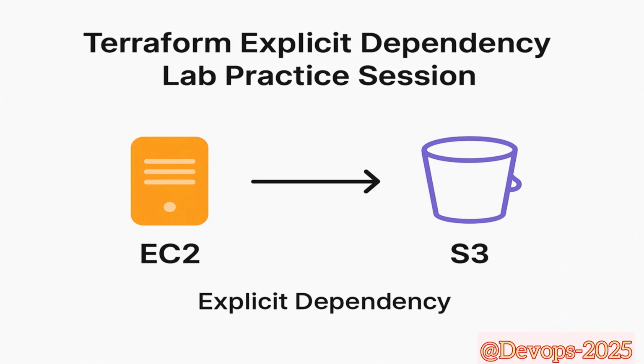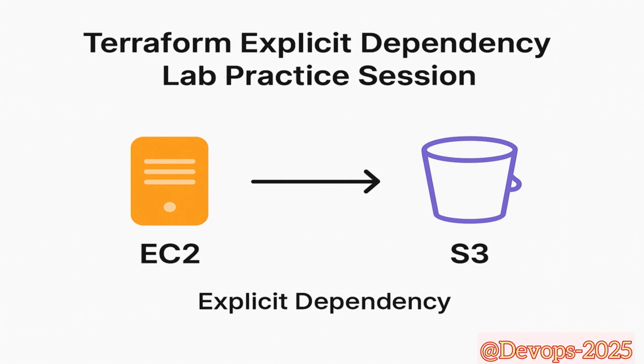So what is meant by explicit dependency? We already saw in the previous video, please go through that. Basically, resources are not linked automatically. In that case we can use explicit dependency to force Terraform to follow a specific order. This is where we use a meta argument called depends_on. So depends_on is the meta argument which we can use to implement the explicit dependency.